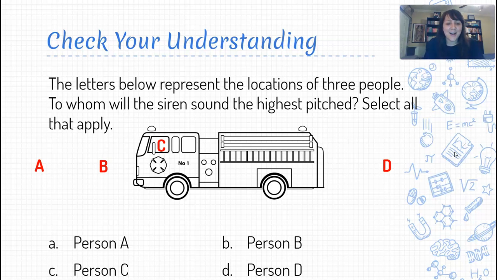All right. So for this one, the people who are going to hear the highest pitch are person A and person B. It doesn't matter how far away from the fire engine they are. The fact is that the fire engine is moving towards both of them at the same velocity, and so they'll both hear the same increased pitch as a result. Person C in the fire truck isn't going to hear any change at all. Person D will hear a lower pitch siren because the fire truck is moving away from them.